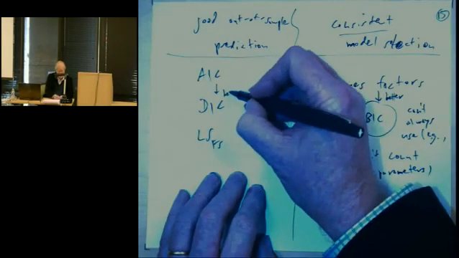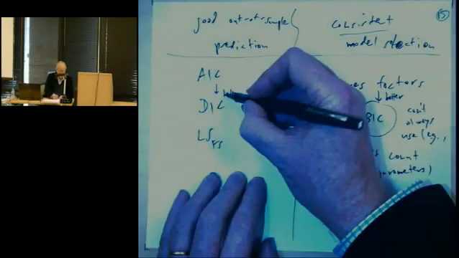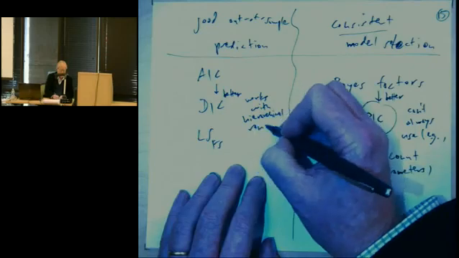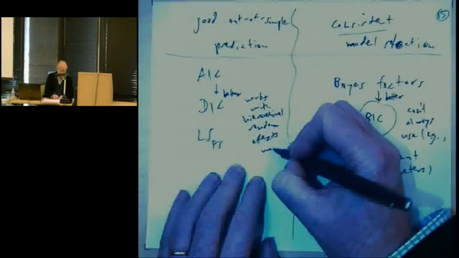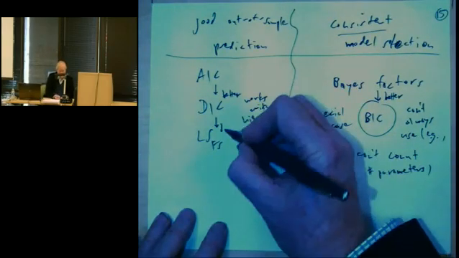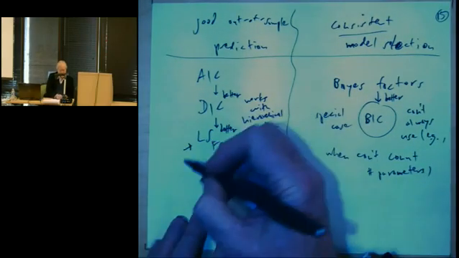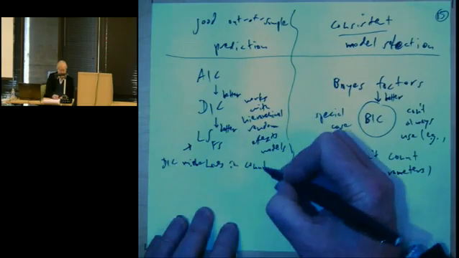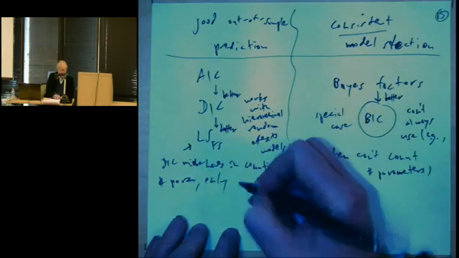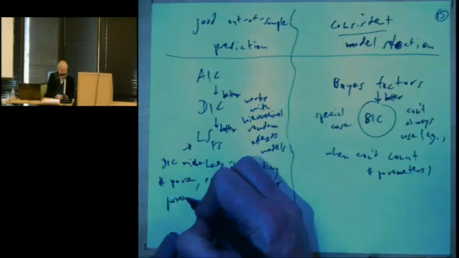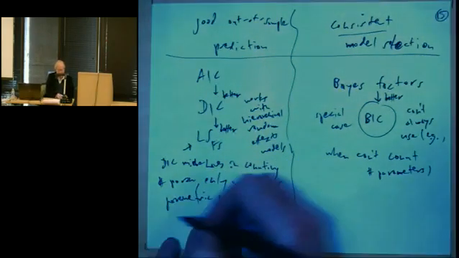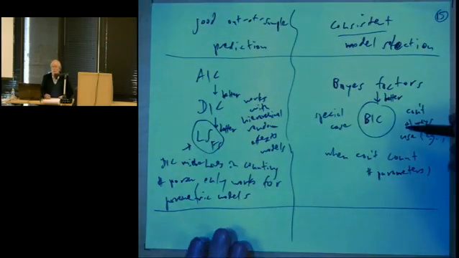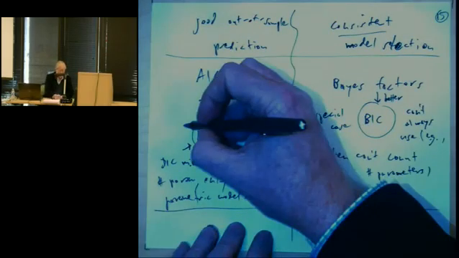DIC is better than AIC because it works with hierarchical models, hierarchical random effects models. And for my money, full sample log scores are better than DIC because DIC misbehaves in counting the number of parameters, and it only works for parametric models. So those are my 2 criteria that I recommend for your general use. BIC when you can use it, when you can actually count the number of parameters. Full sample log scores works all the time, any model.